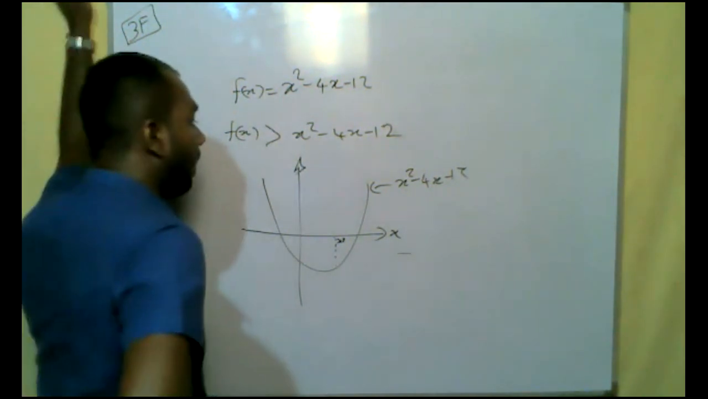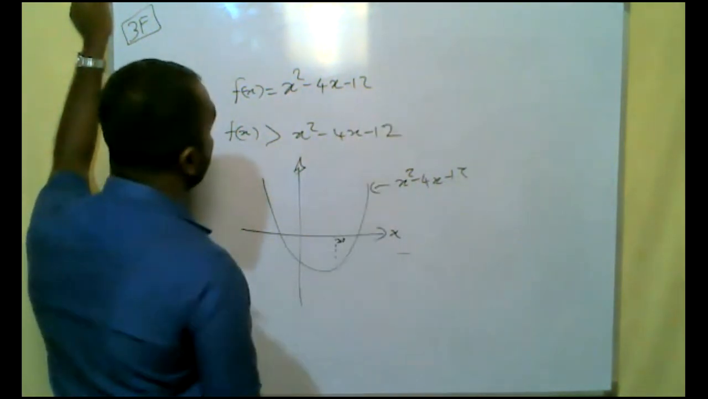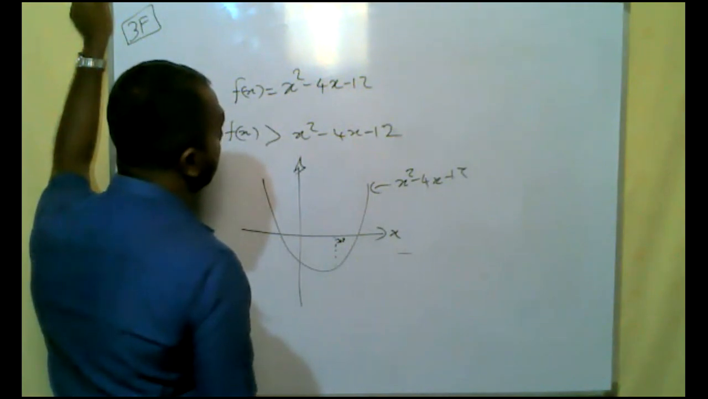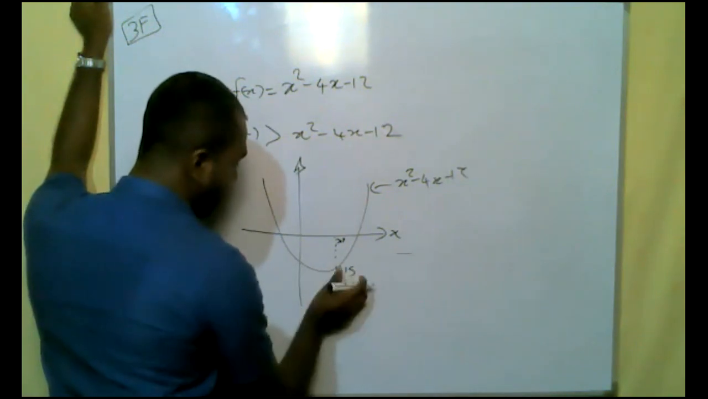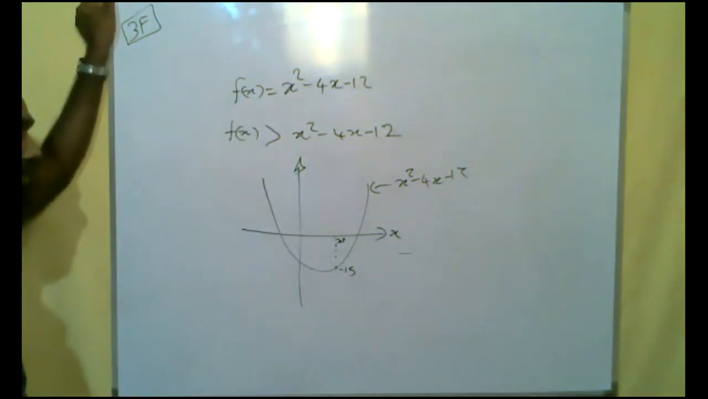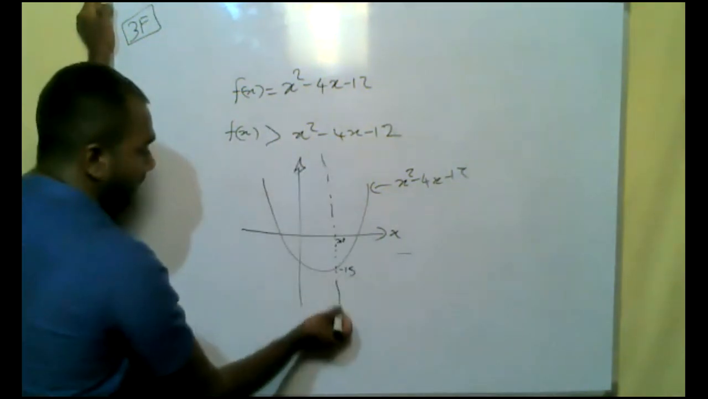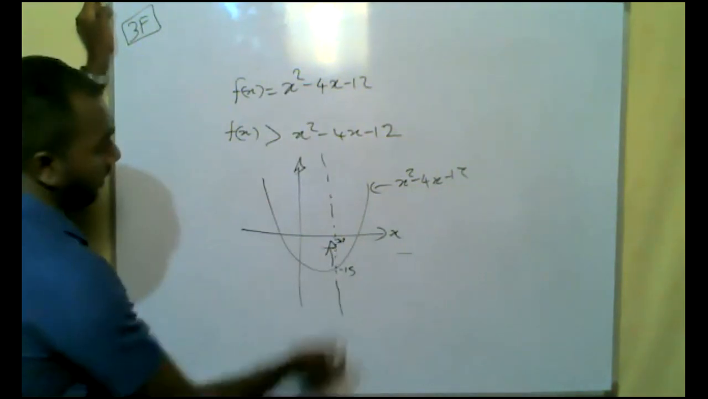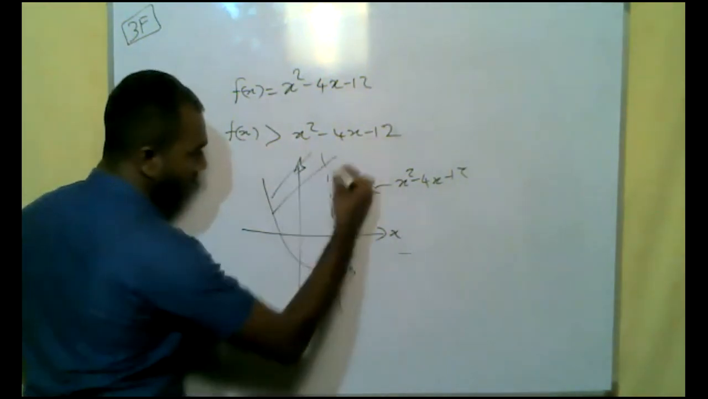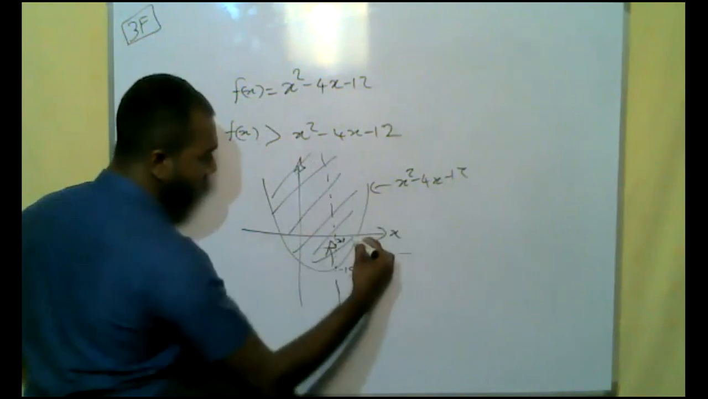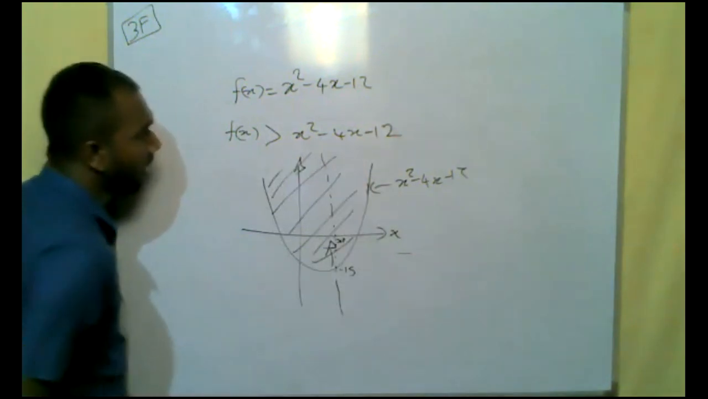How much are we getting? Minus 15, no? Yeah, minus 15. The point on this curve will be minus 15, but we need the regions that are above this line. If we go this side, those values are higher than minus 15. So what is the region? This is our region, where the f(x) values are higher than the given function.